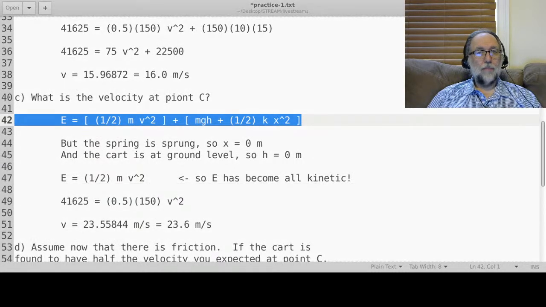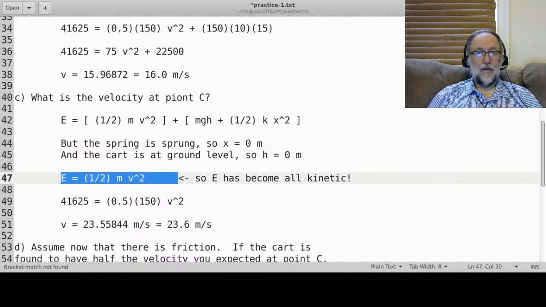All right, so I didn't have to write in the potential energy because we know that it's zero, but I just wanted to show you that you could start from the same formula. E is equal to 1/2 mv squared for kinetic energy plus mgh plus 1/2 kx squared for the potential energy. But the spring has sprung, so x is 0, and the cart is at ground level, so h is 0. So if you put h is 0 and x is 0 in there, the potential energy drops out and it all becomes kinetic. Okay, so now all the energy is kinetic here.